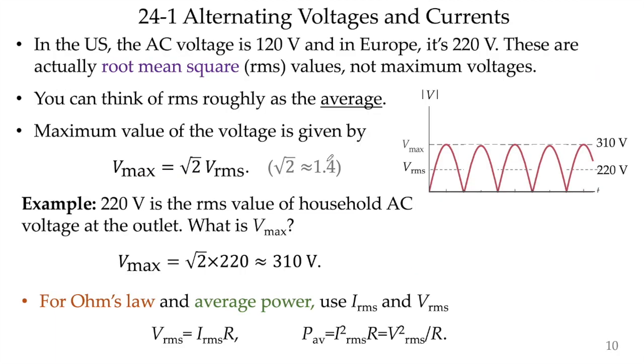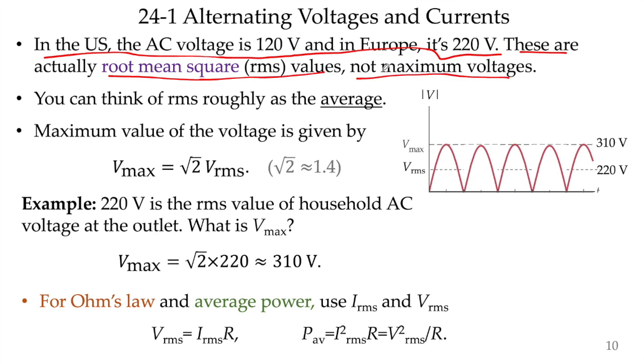Okay, let's see the next one. Now, in the US, the AC voltage is 120 volts. That's something I said before. And in Europe and Turkey, it's 220 volts. Now, these are actually root mean square values, not maximum voltages.